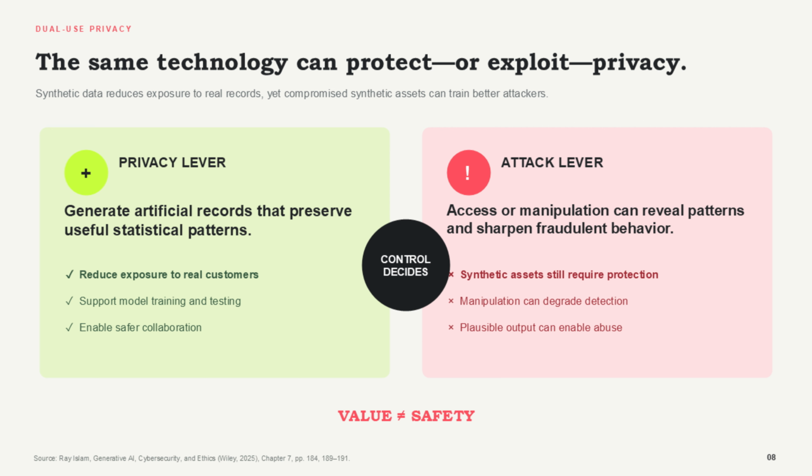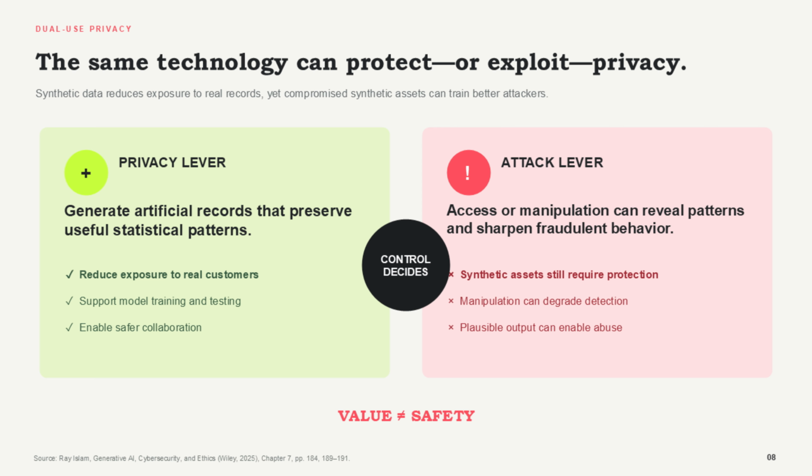The institution's detection system became less effective, fraudulent activity increased, and the organization had to respond with stronger encryption, stricter access controls, and improved detection algorithms. The same generative capability can therefore reduce exposure or create a new attack resource. What decides the outcome? Controls.